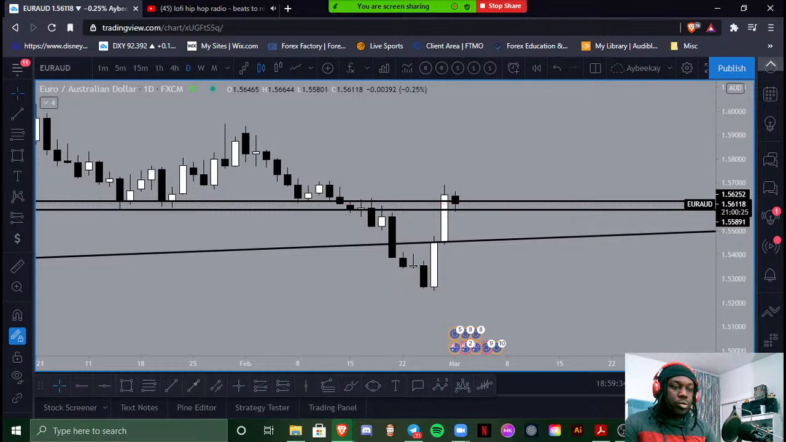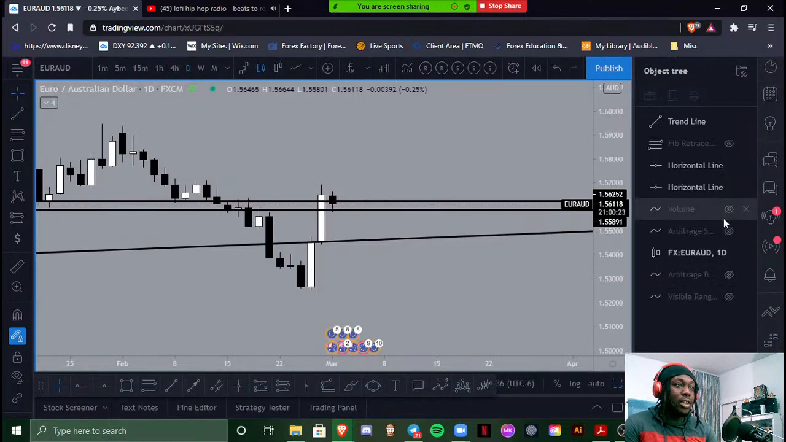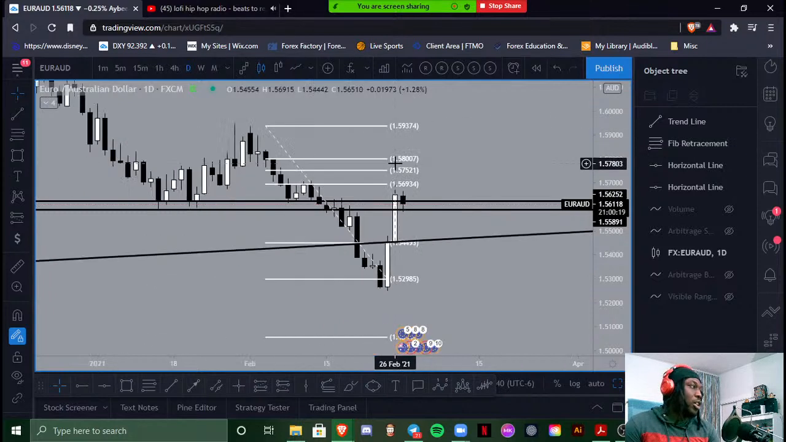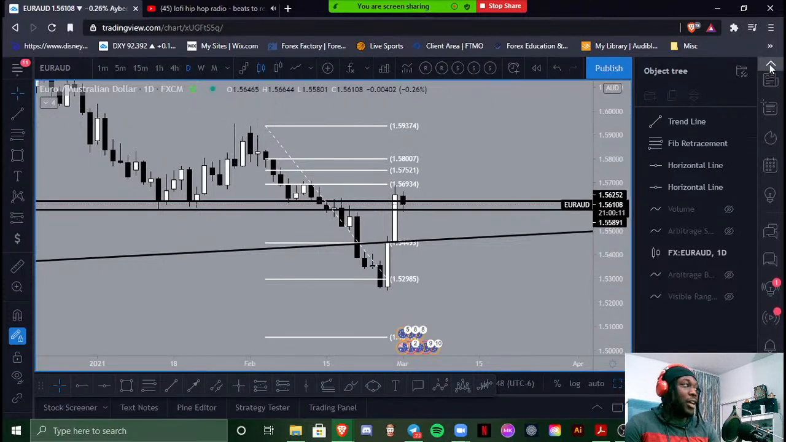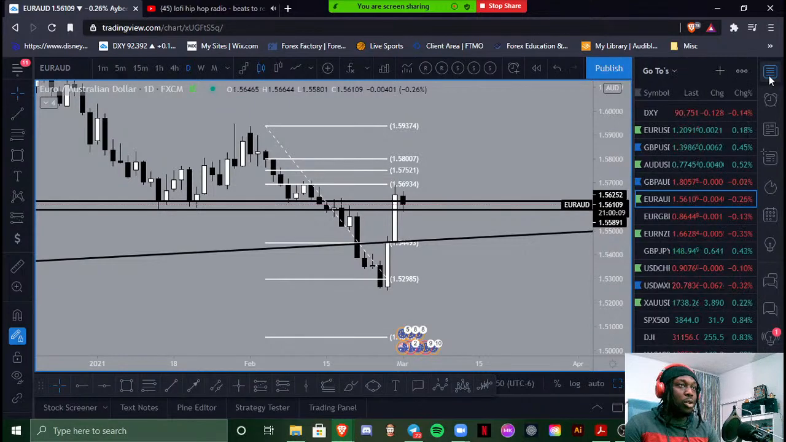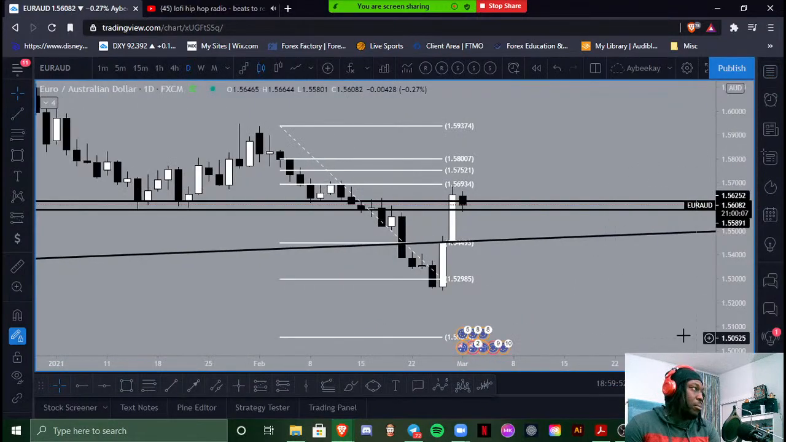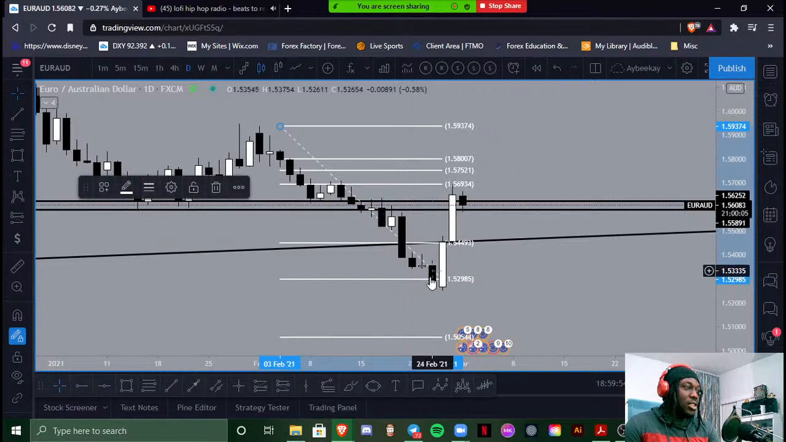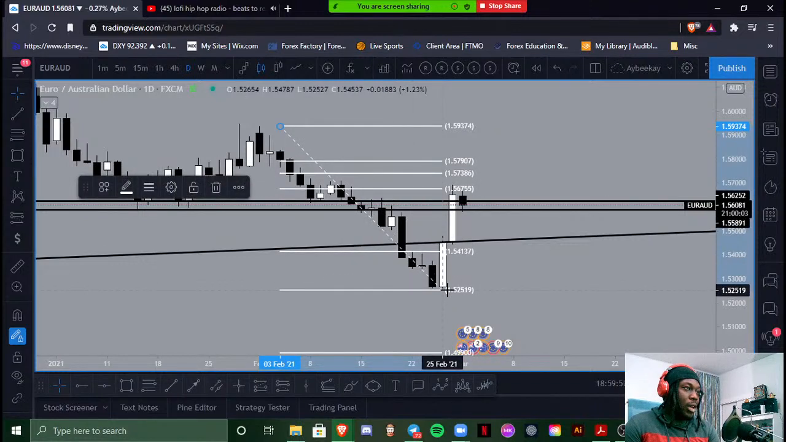So until then, realistically, I do like how the weekly is starting to look. I really do. But I'm still looking for price to break through these highs before I start to say, okay, price is gonna go bullish. I've been trying to say that, oh, EURAUD is gonna go bullish, EURAUD is gonna go bullish. It hasn't been.